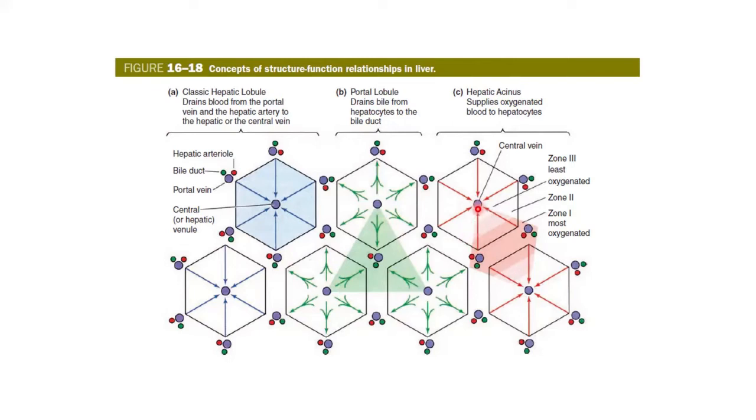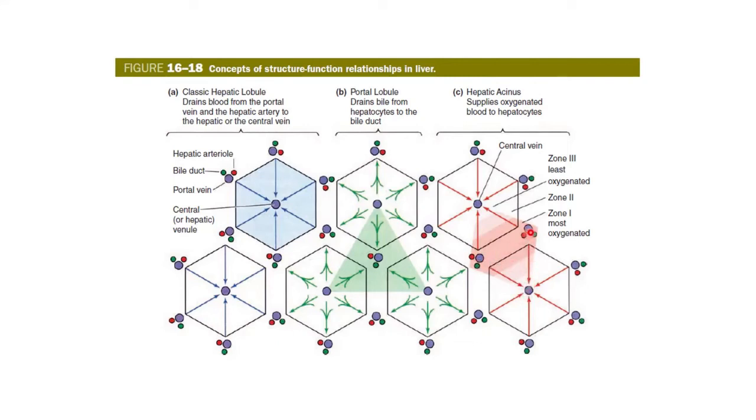And you again have another method of division. It's called the hepatic acinus. The hepatic acinus is diamond shape and it shows the blood supply, how the blood from the hepatic artery and the portal vein is supplied to the hepatocytes. So they start from here. The hepatic artery and the portal vein start from here and gradually drain into the central vein like this.